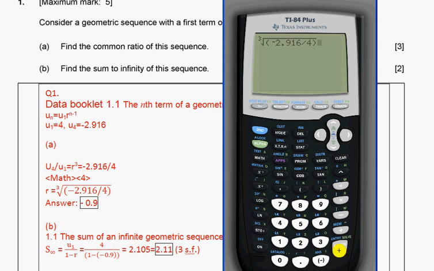So now I press enter, and this is my result, minus 0.9. So I copy this result here. This is the result. So this is done.